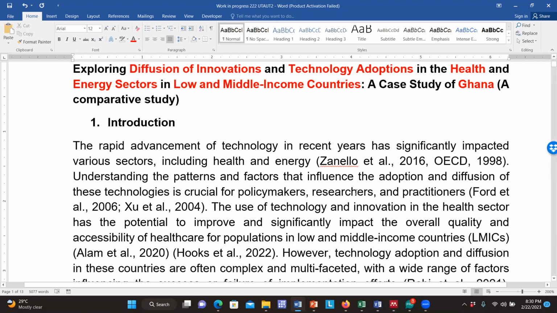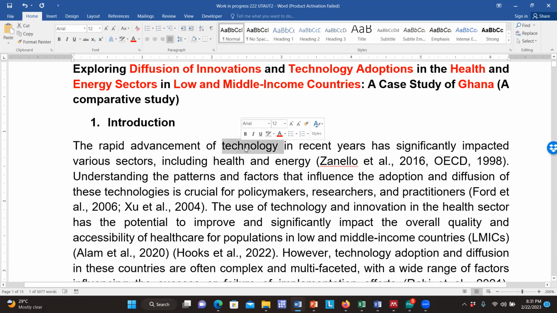All right. And issues about energy are emerging. So he said, understanding the pattern and factors that influence the adoption and diffusion of these technologies is crucial for policymakers and all that. But look at this. You were talking about energy. He said advancement of technology in energy. Now you're saying that understanding the pattern and factors that influence the adoption and diffusion of these technologies. So the technology you're talking about is this. So maybe you have to change this into plural, right?